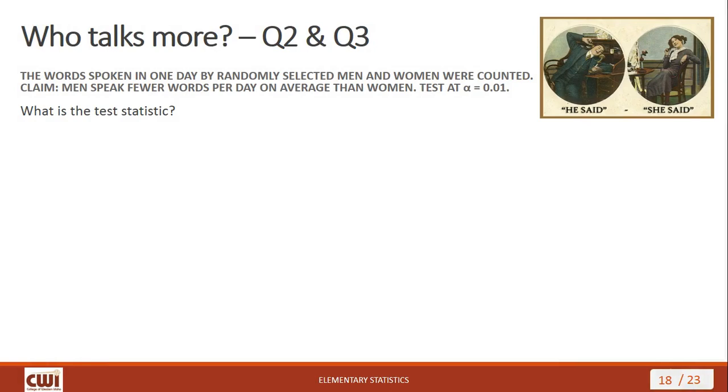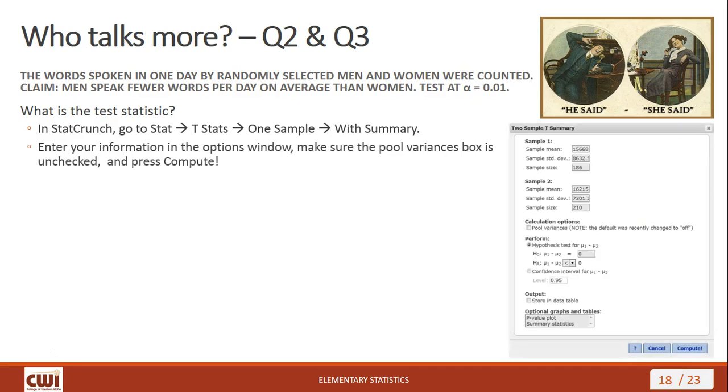So now the next question that we're asked is, what is a test statistic? In StatCrunch, go to Stat, T-Stats, one sample with summary. You're going to put your summary stats into the options window just as you normally would. Make sure that the pooled variances box is unchecked. And then for your hypothesis test, generally speaking, you're going to keep that claimed value to be 0. So you're not going to do anything with it.